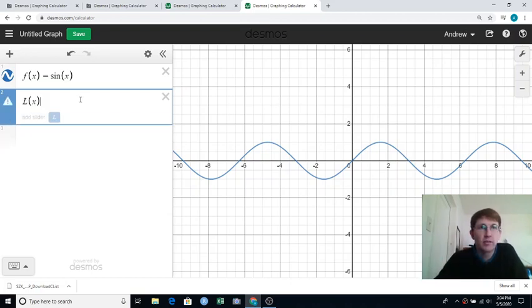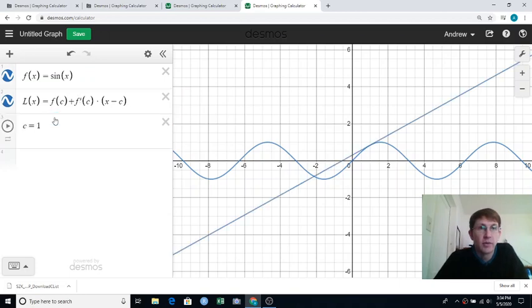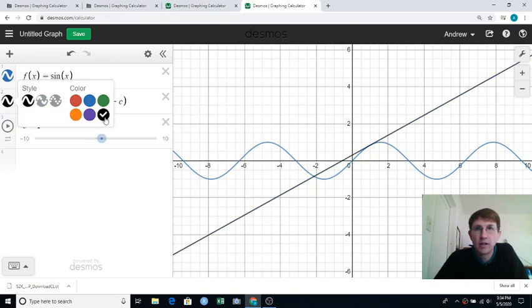Let's say show the tangent line. And what's the tangent line formula generically? Think about it for a sec before I type it. Okay, it is f of c plus f prime at c times the value x minus c. And Desmos doesn't know what c is, so I'm going to add a slider. And let's color that, how about black?